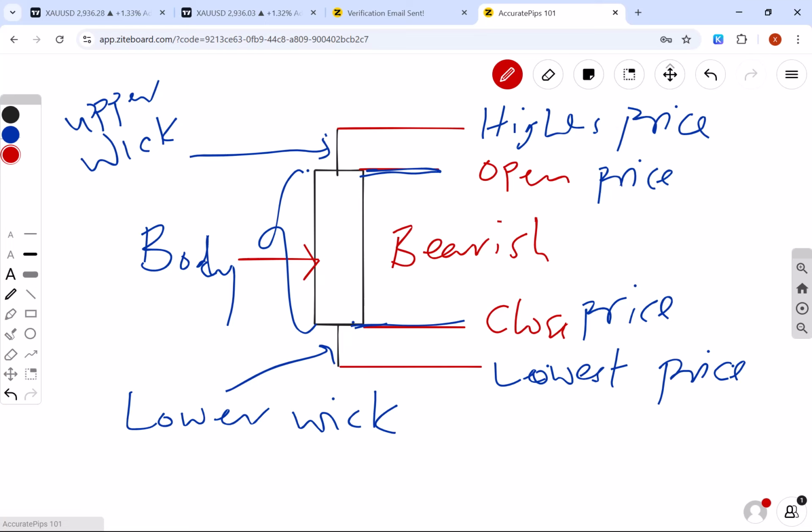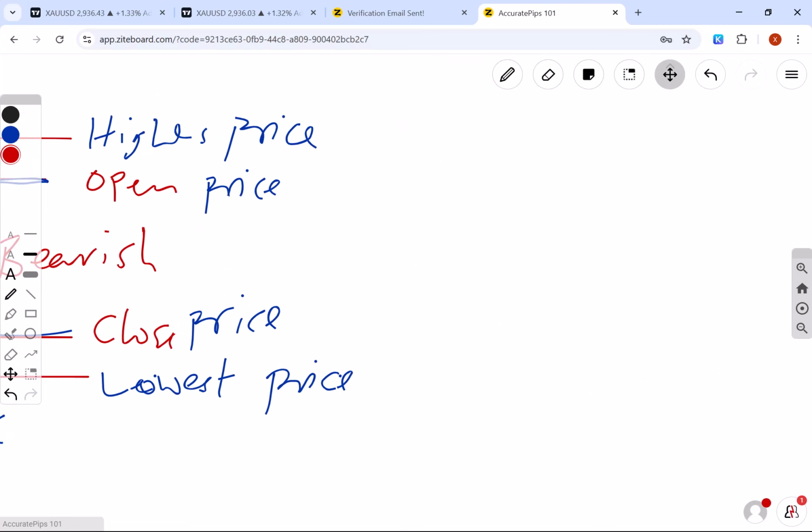So we have the open, the close, the lowest price, the highest price. Between the highest price and the open is the upper wick, and between the close and the lowest price is the lower wick. And as usual, this whole area here is the body of the bearish candle. So these are the parts of the candle. Now let's look at this bearish candle.